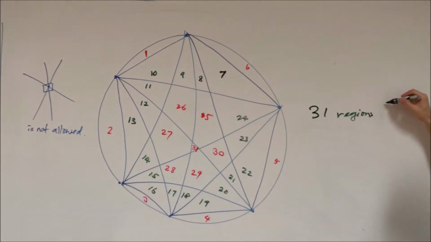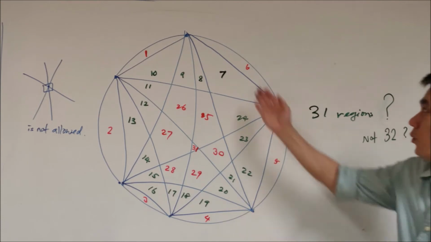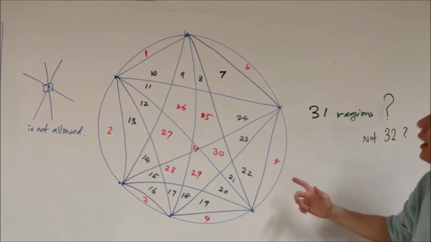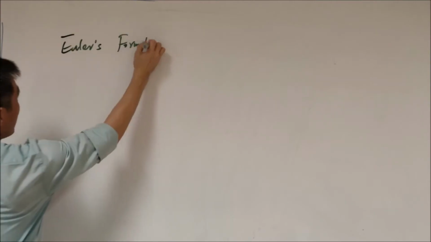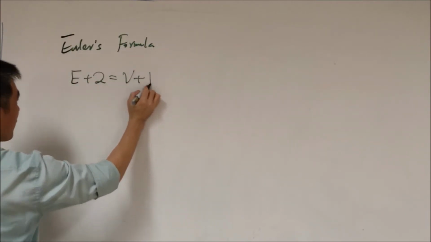But the question is, why is it 31, not 32? We are going to prove it in the general case. What happens when we have n points? And why does the answer look like it is 32? We need to know Euler's formula, which states that E plus 2 equals V plus F.